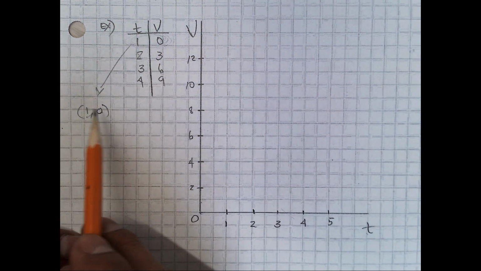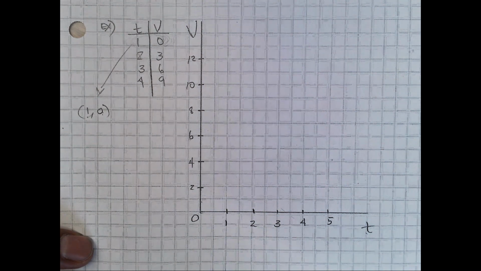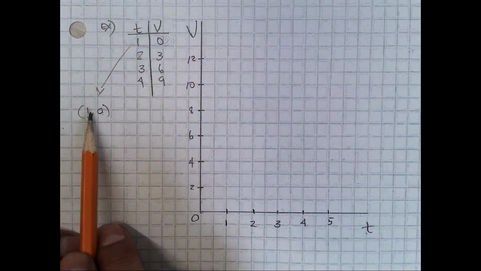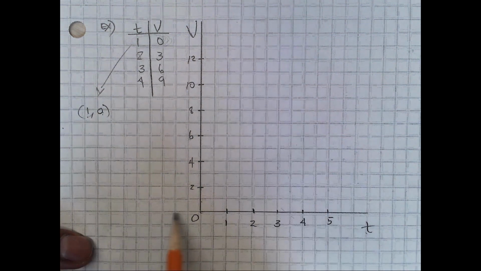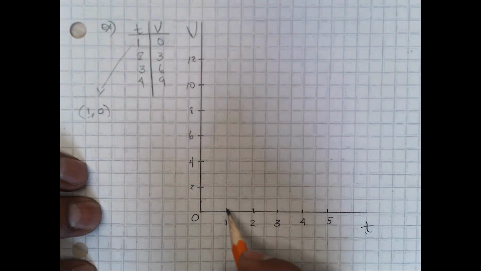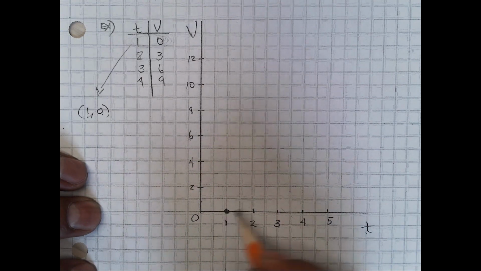Otherwise they're just horizontal and vertical axes. Okay, so I'm going to plot or find my value t first, and this is the t axis, the horizontal axis, so the value of t for 1 is right here. Okay, and from there, because the v is 0, that means I don't go up or down at all, and so my first plot, 1 and 0, is actually right here.